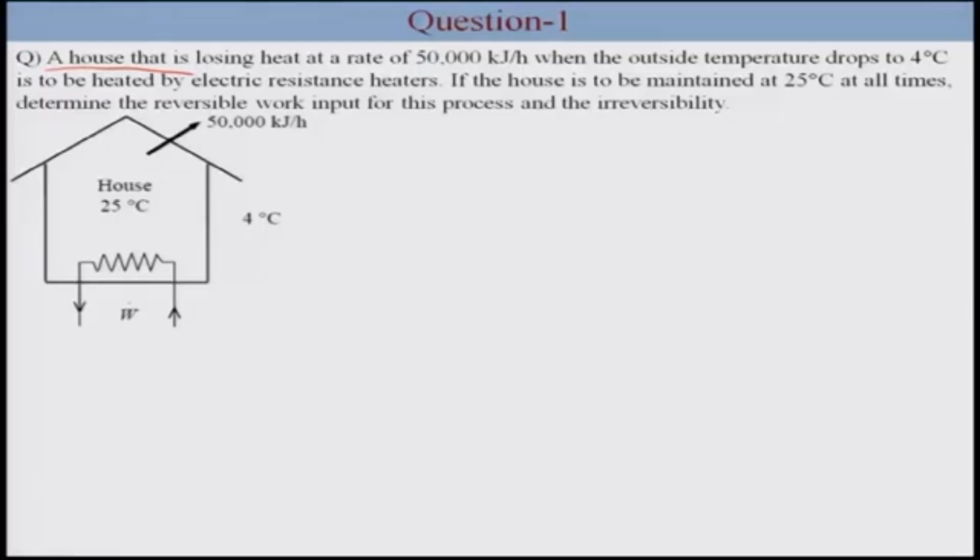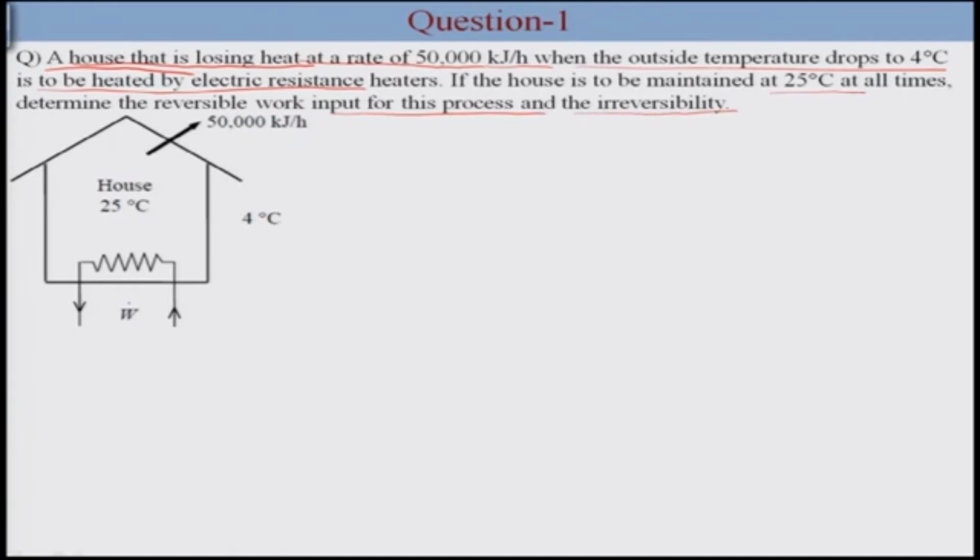Hello and welcome back. Today we will be discussing a few problems related to exergy. So in the first question, a house that is losing heat at a rate of 50,000 kilojoule per hour when the outside temperature drops to 4 degrees Celsius is to be heated by electric resistance heaters. If the house is to be maintained at 25 degrees Celsius at all times, determine the reversible work input for this process and the irreversibility.